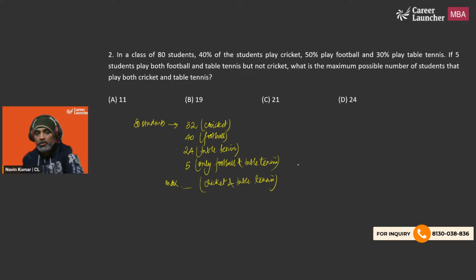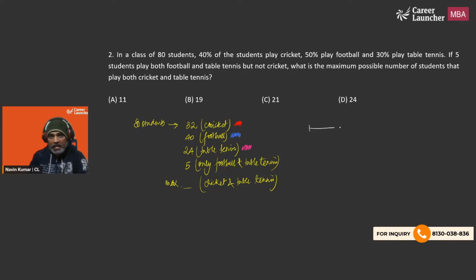What we are going to do is represent this in a very different format. We are going to represent the number of students using colors. Cricket is going to be red, football is going to be blue, and table tennis is going to be pink.